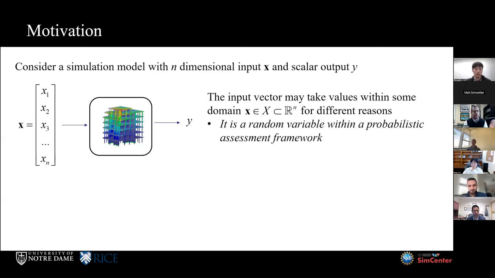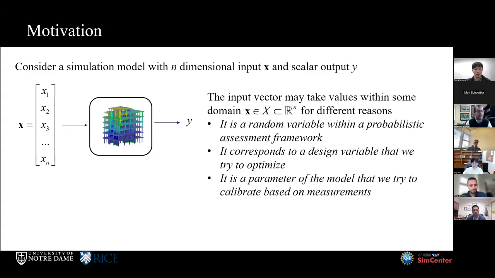This could be for a variety of reasons. Maybe it's a random variable, maybe it's a design variable, or maybe it's a parameter that we try to calibrate. In the next few slides, I'm going to provide specific examples of these 3 cases. So again, a vector that takes values within some range of possible parameter values.